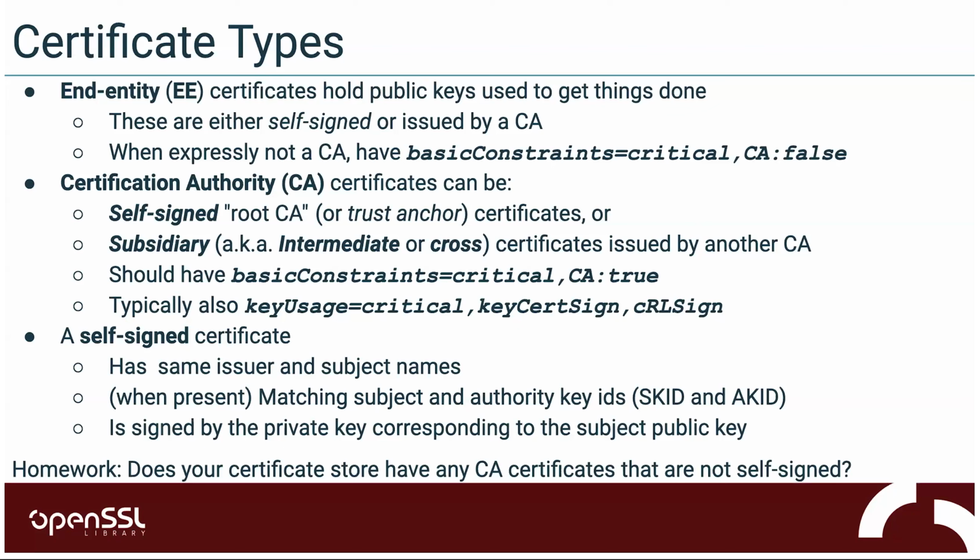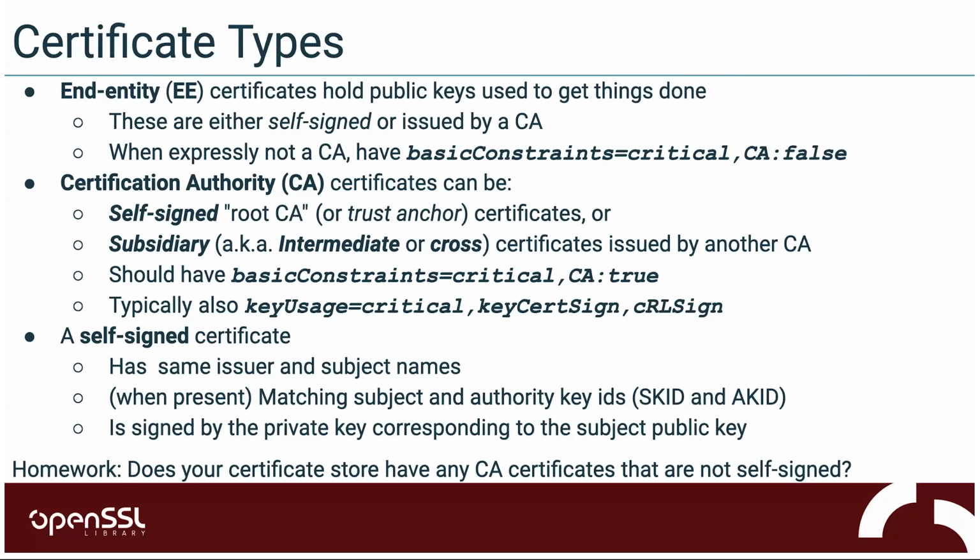Certification authority certificates can be one of a couple of different types: self-signed, or root CAs, or trust anchors. These are not issued by anybody else. They anchor the trust hierarchy for the certification chain. Subsidiary, intermediate, or cross certificates are all equivalent names. They're issued to another CA by a parent CA, delegating its role for signing certificates to some operational authority.